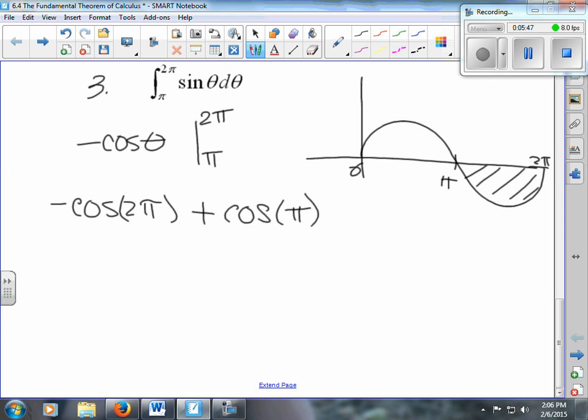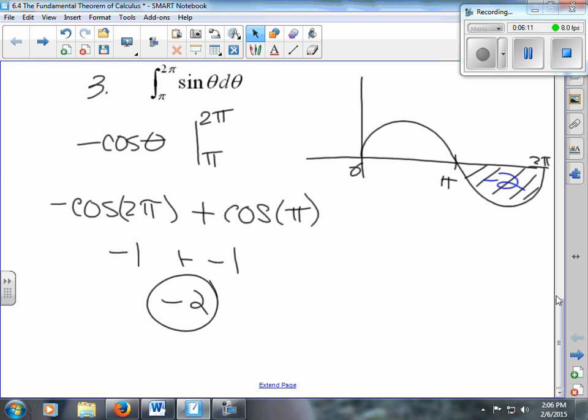Minus and negative is a positive. The cosine of 2 pi is 1. And the cosine of pi is negative 1. And so my area is negative 2. So this area right here in the sine curve between pi and 2 pi is negative 2. Negative because it's below the x-axis, but the shape itself will have an area of 2. Okay.